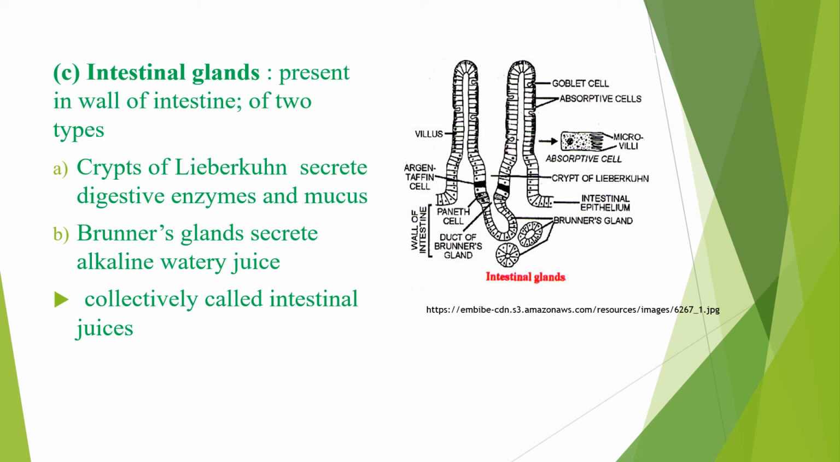In the wall of intestine, 2 types के mainly ये, crypts of Lieberkühn and Brunner's gland. ये आपको इस डायग्राम में दिख भी रहे हैं सारे, ये Brunner's glands present हैं. और ये crypts of Lieberkühn. तो crypts of Lieberkühn, they secrete the digestive enzymes and mucus, और Brunner's gland, they secrete the alkaline watery juice. और इस पूरे को इकट्ठे कहते हैं intestinal juices.